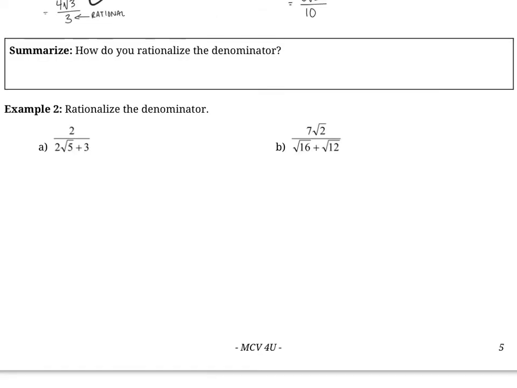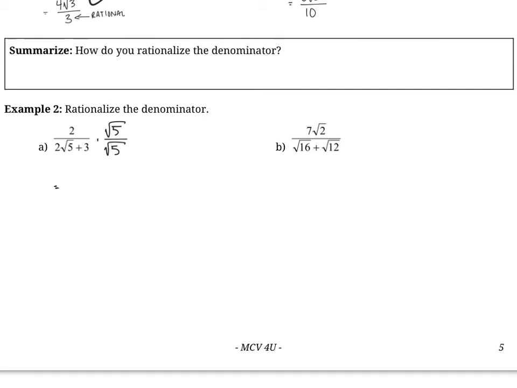Let's try another question that's a little bit more complicated. 2 over 2 root 5 plus 3. If we try our same strategy here, what's going to happen? So our strategy said, let's multiply by whatever the irrational number is, the root 5. Let's multiply the numerator and the denominator by that and see what happens. Root 5 over root 5. So let's try simplifying this.